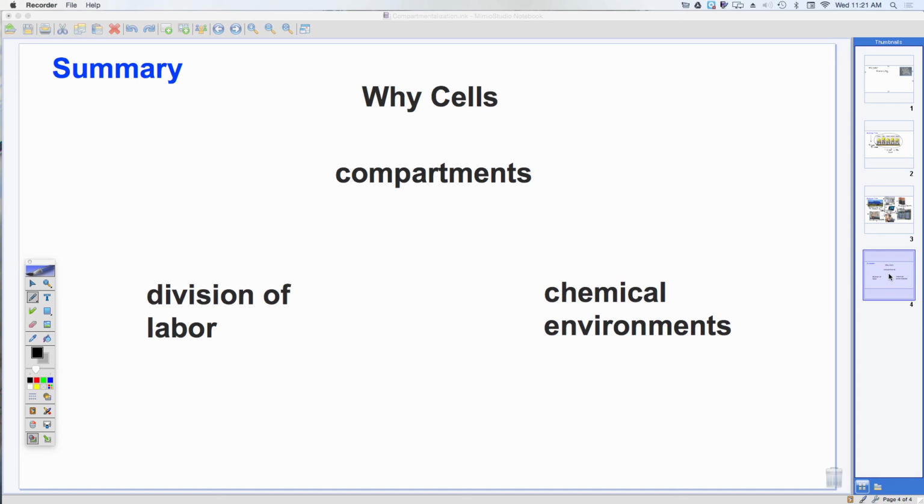So I want to end just with a quick summary. Why are there cells? Well, cells do the work of life. They make up living things. They're the structure, they're the functional things. But what cells do is they create a compartment, and those compartments allow for life processes.